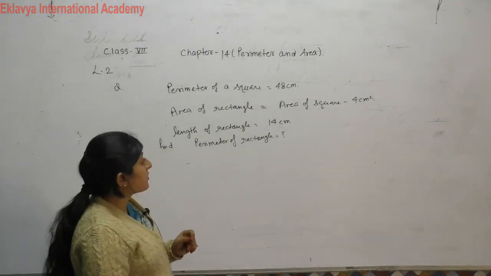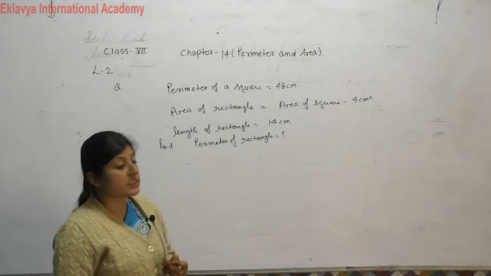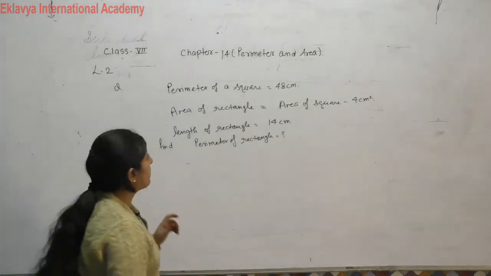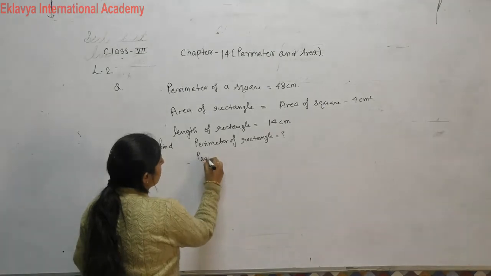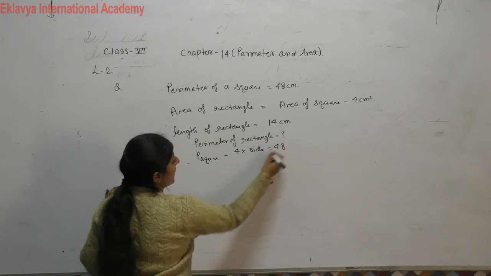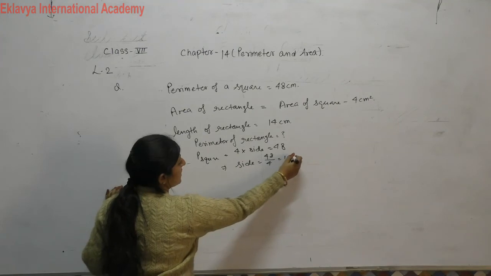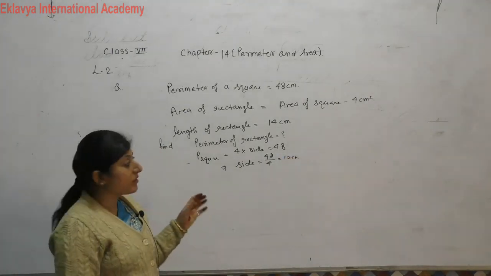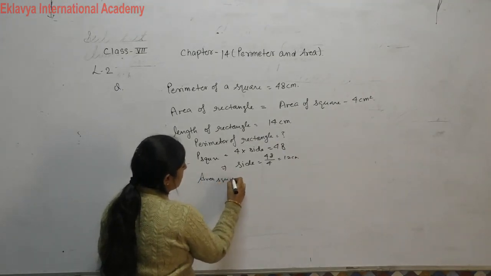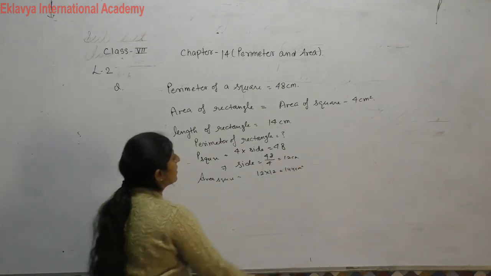Perimeter of a square is equal to 48 centimeter. Area of rectangle is equal to area of square minus this. Now see, perimeter of a square, from this we can find out the side of a square, because perimeter of square formula is 4 multiplied by side, that is equal to 48. It means side is equal to 48 divided by 4, that is 12 centimeter. Okay. Now we need area of square. So area of square is equal to side multiplied by side, that is 144 centimeter square.